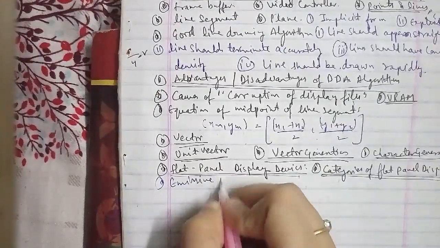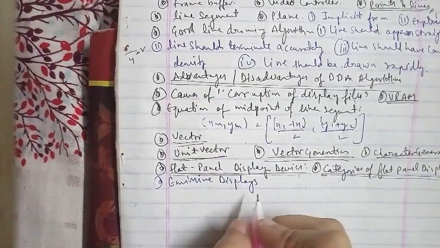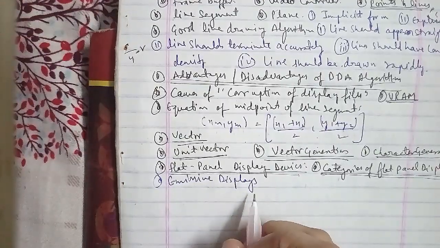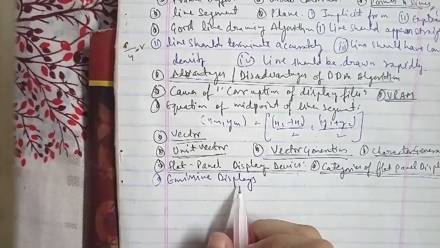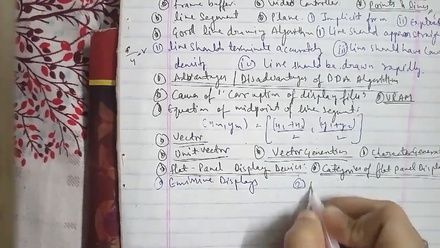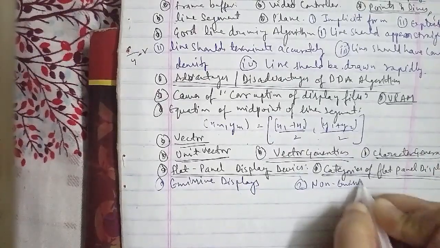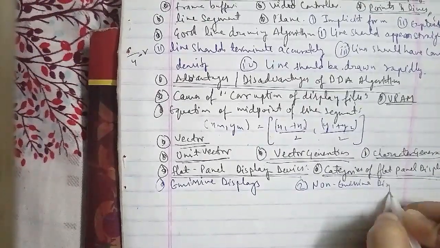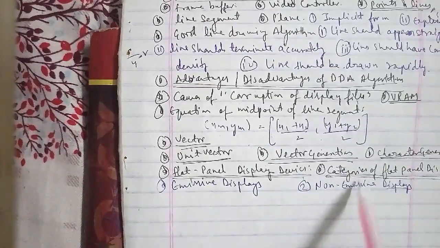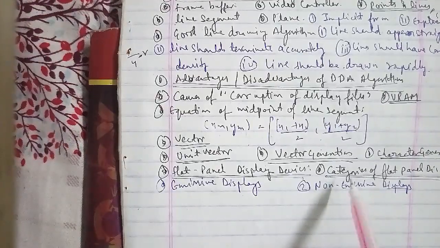In the emissive displays, these are the devices that convert electrical energy into light. Examples are the plasma panel and thin films, etc. The second we have is the non-emissive display. In the non-emissive display, they use an optical effect to convert sunlight or light from some other source into the graphic pattern. An example is the liquid crystal device.